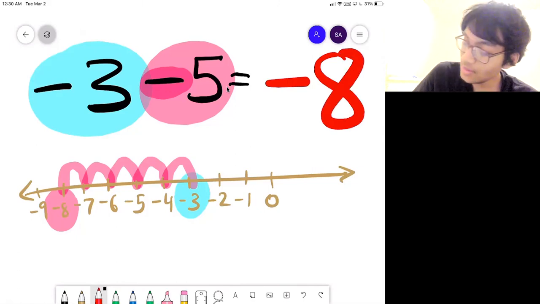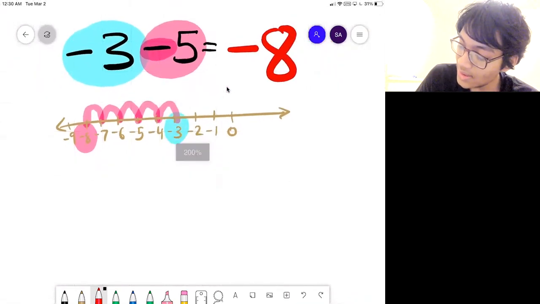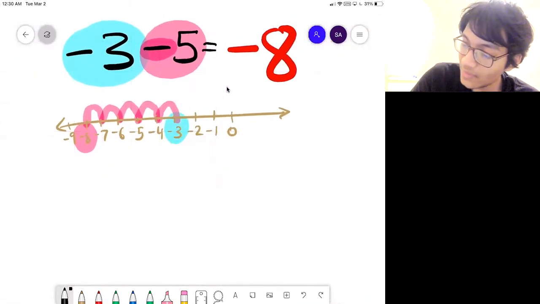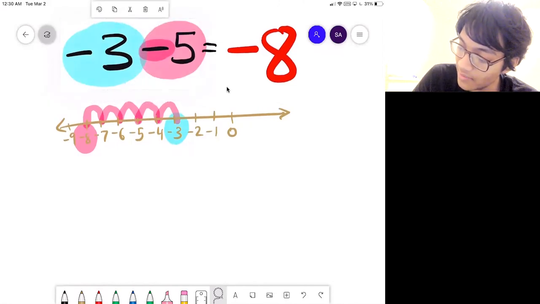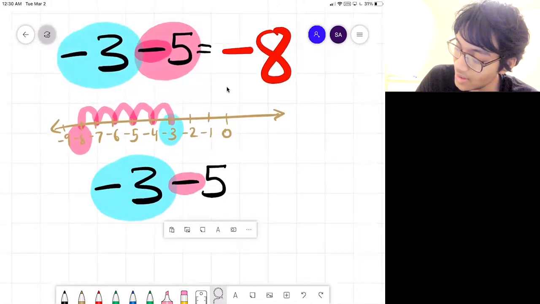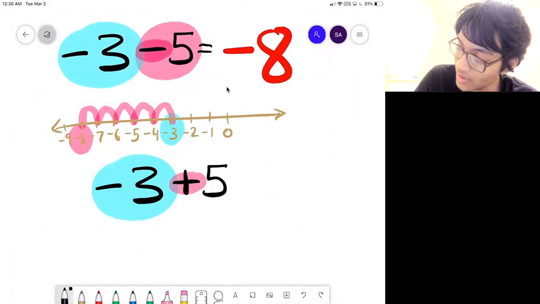Do you see something? Well, check it out. Instead of doing minus 3 minus 5, let me grab all of this, copy that, and paste it here. What if I did 3 plus 5, right? Plus 3 plus 5 or just 3 plus 5. What's 3 plus 5, guys?